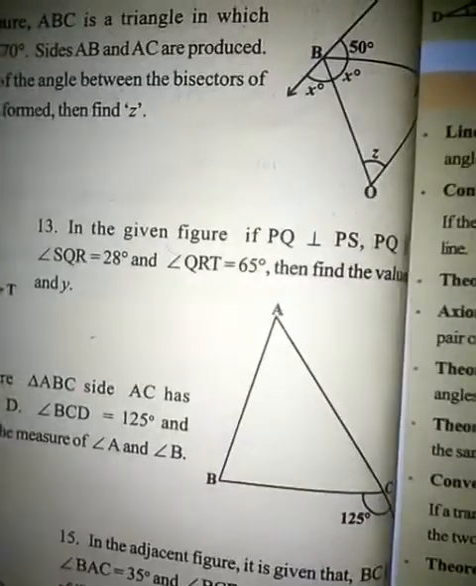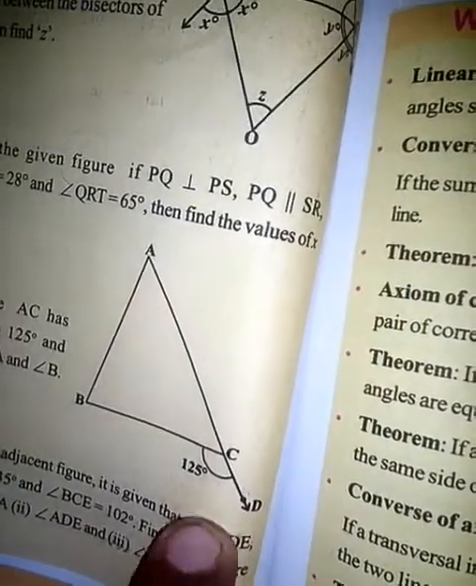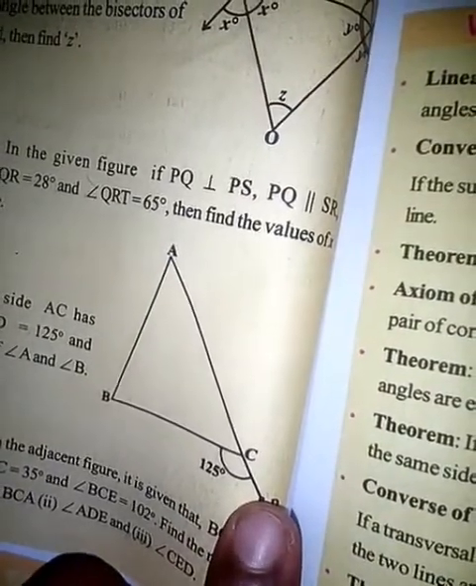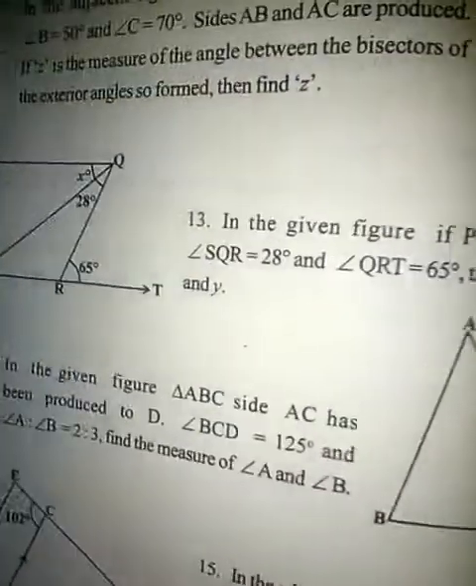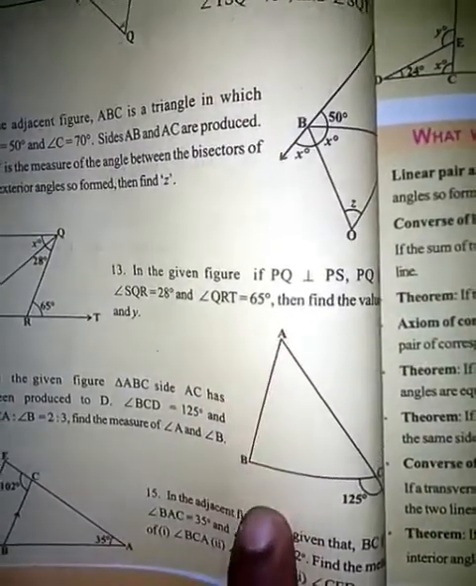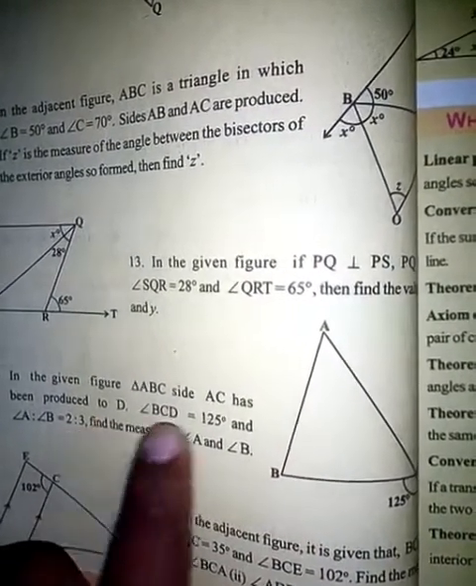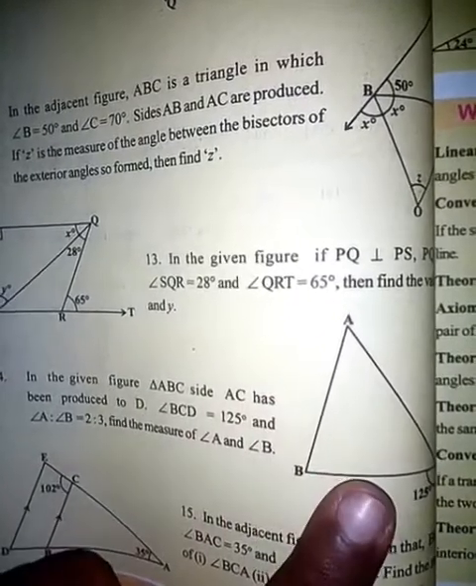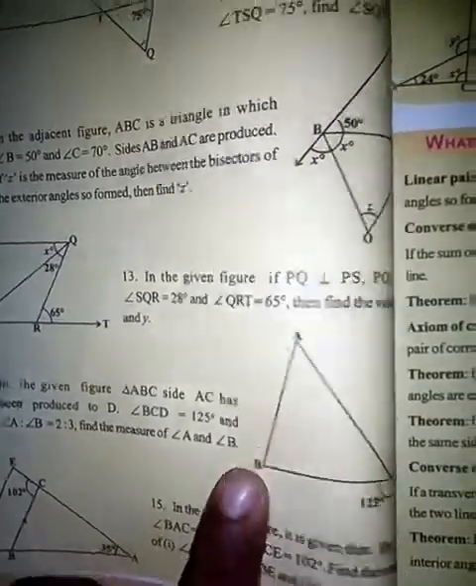Children, observe the figure here. Here there is a triangle ABC and side AC is produced to point D. The exterior angle so formed is 125 degrees. And the ratio of angle A and angle B is 2 is to 3. So by using this data and the given figure, we have to find the measurements of angle A and angle B. Okay, so observe the solution here.